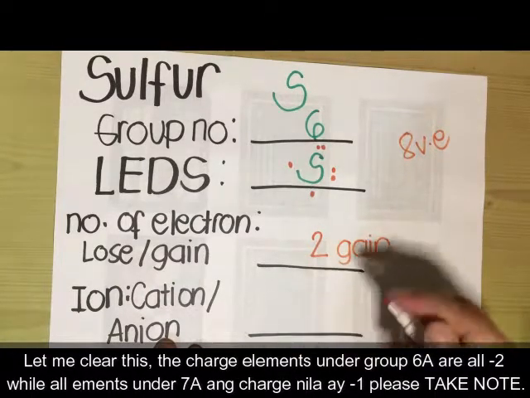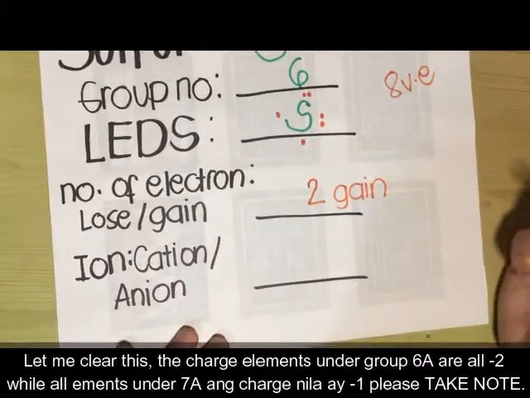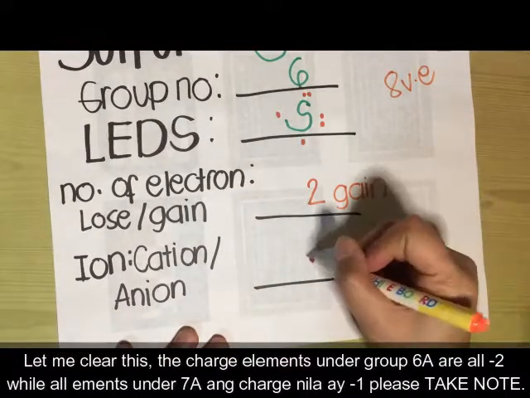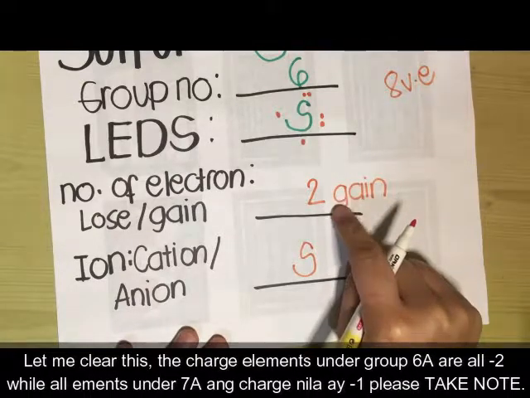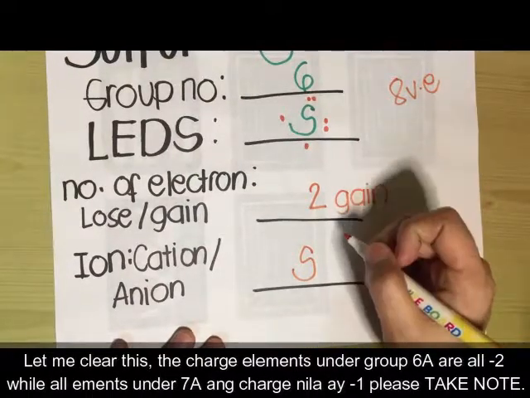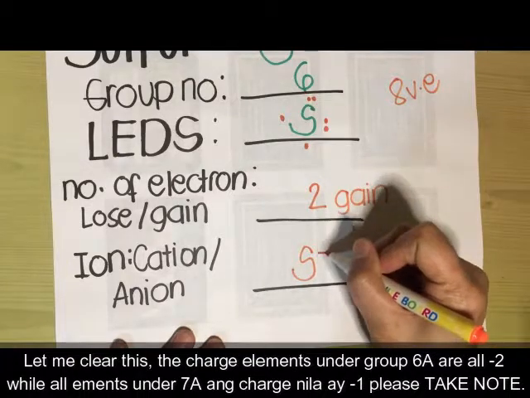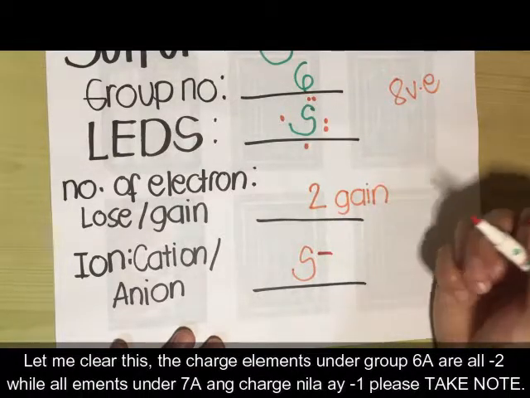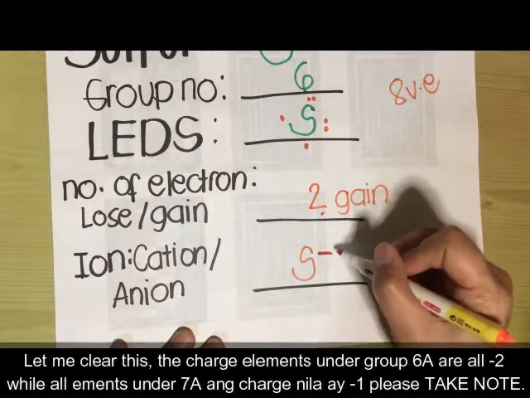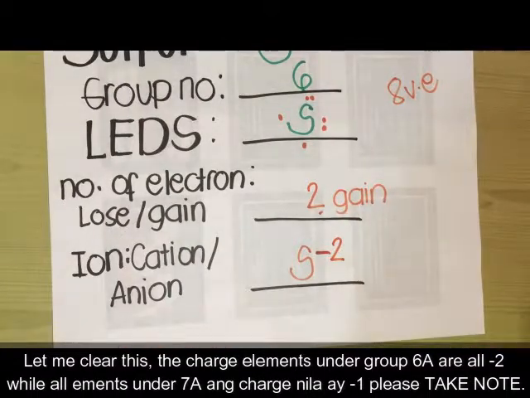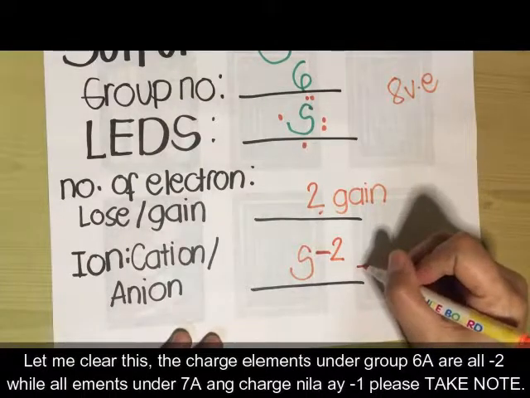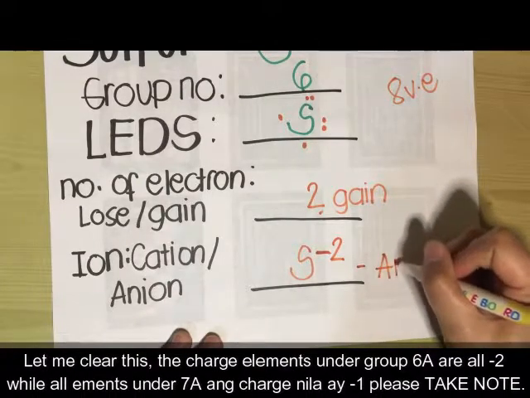And, pag sinulat natin yung kanyang symbol, S, since madadagdagan siya ng 2 electron, magiging mas malaki yung electron niya, kaya magiging negative. Ilan yung idadagdag sa kanya? 2. So, magiging S negative 2. And siya ay anion, kasi siya ay negative.